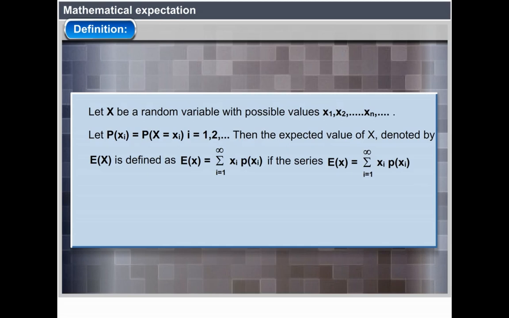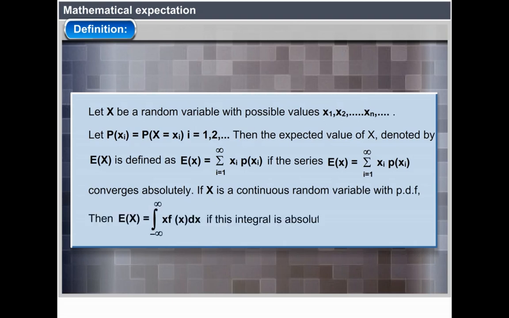If the series E of X equal to summation i equal to 1 to infinity xi into P of xi converges absolutely. If X is a continuous random variable with PDF, that is probability density function, then E of X equal to integral minus infinity to infinity x into f of x dx, if this integral is absolutely convergent.